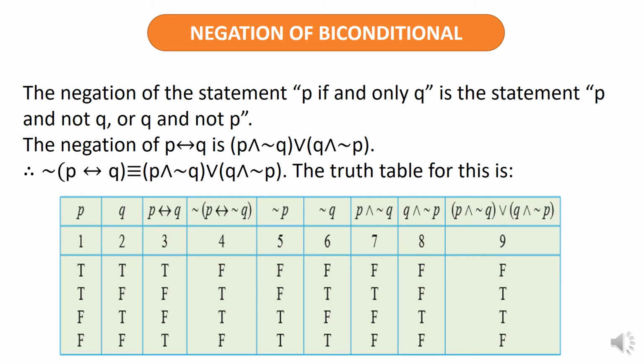Negation of a biconditional. The negation of the statement "P if and only if Q" is the statement "P and not Q, or Q and not P". Just see how it is written symbolically: not (P if and only if Q) corresponds to (P and not Q) or (Q and not P). Observe the truth table to prove this particular statement. From the truth table, columns 4 and 9 are coming out as identical, thus proving the given statement.